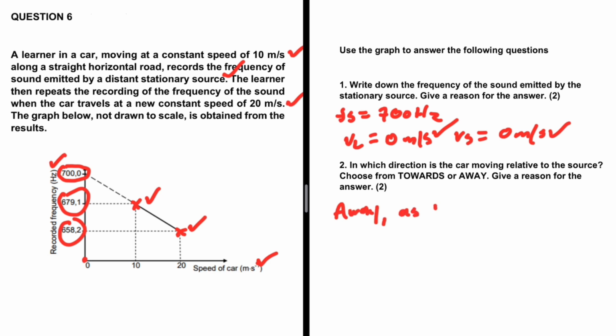As the velocity of the listener increases, FL decreases. So the listener has to be moving away from the source if that is the case. Right, as the velocity of the listener increases, FL, the observed frequency, decreases. That is question 2. Let's go ahead and take a look at the third question.